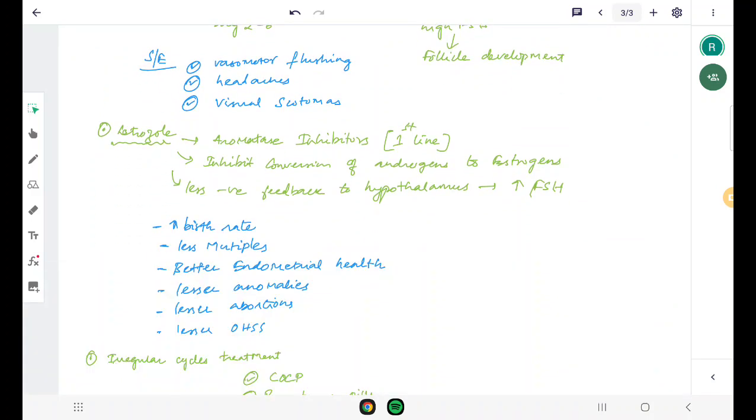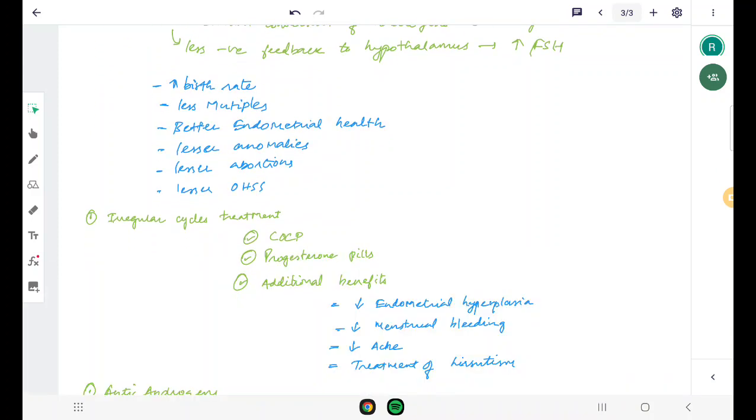So comparing clomiphene citrate with letrozole, letrozole has more advantages than clomiphene, as letrozole increases the birth rate. But with clomiphene citrate, there is an incidence of twinning of around 8 to 10%. In letrozole, there is less chance of twinning, and you have better endometrial health, fewer anomalies and abortions, and less ovarian hyperstimulation syndrome as well, right?